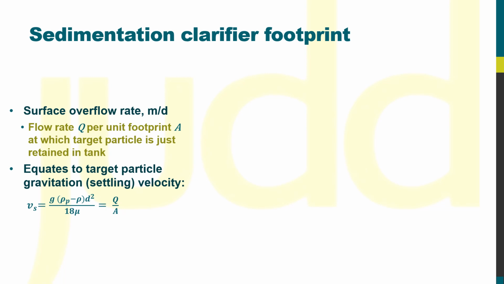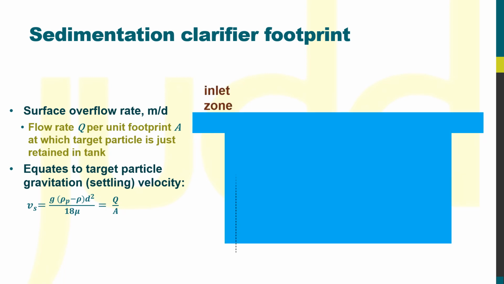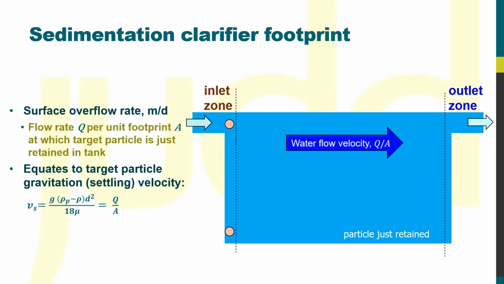So, if for a sedimentation tank there is some target particle of a certain density and size which is just retained before reaching the tank outlet, this implies that its settling velocity is marginally higher than the horizontal water flow velocity through the tank, resulting in the particle just being retained.